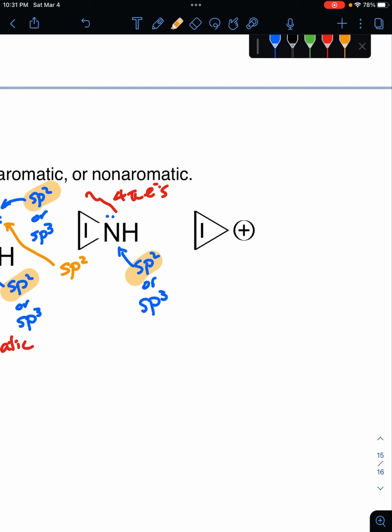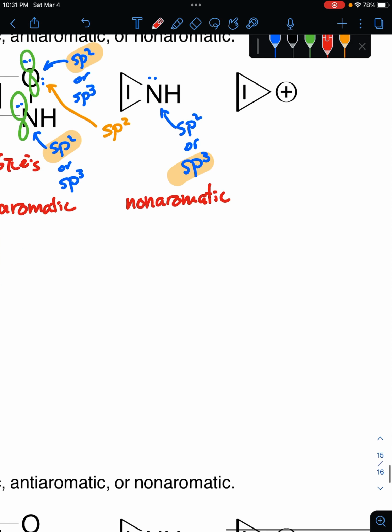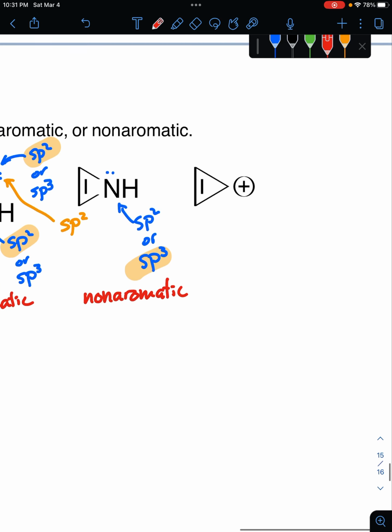Okay, and that would make this, of course, anti-aromatic, which, remember, is an unusual instability. We don't want that. So what the nitrogen would do is to take on sp3 hybridization. Then this could just be non-aromatic. Okay, what about this next one?